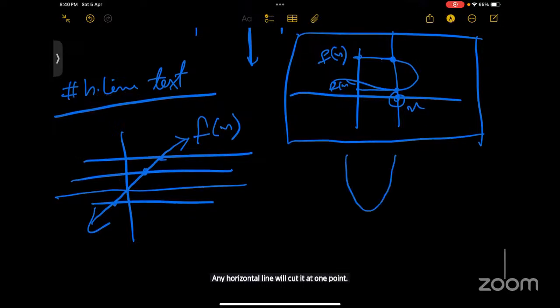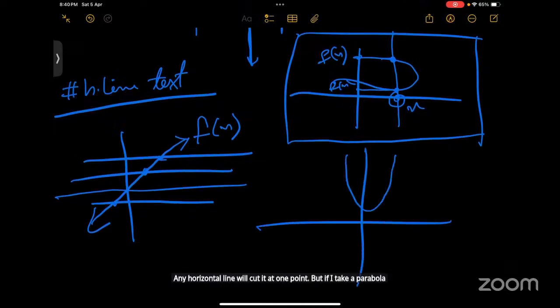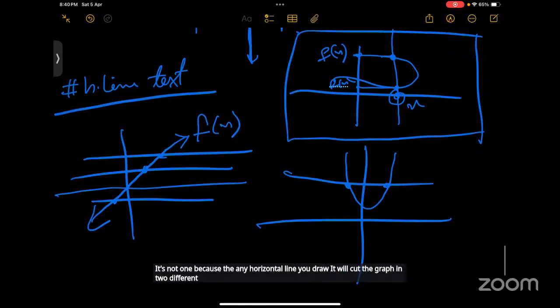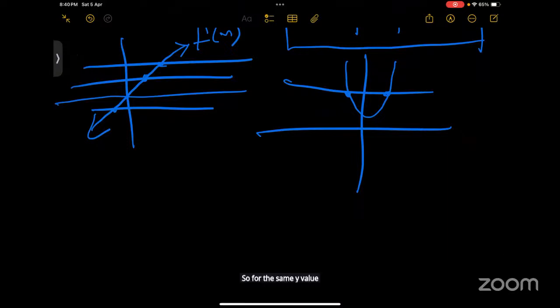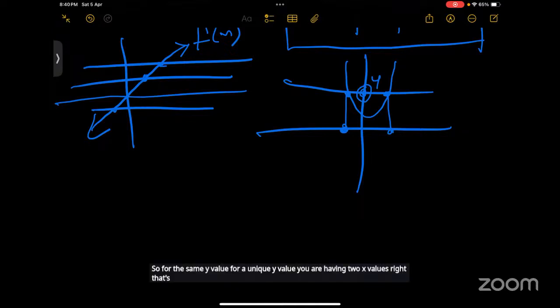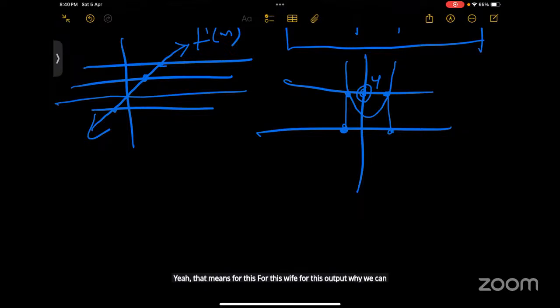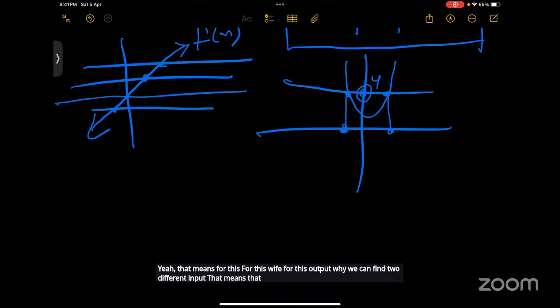But if I take a parabola, it's not 1-1 because any horizontal line you draw will cut the graph at two different points. So these are the horizontal line and vertical line tests. For the same y value, you are having two x values. That means for this output y, we can find two different inputs. That means the output does not have a unique input, so it will not be 1-1.